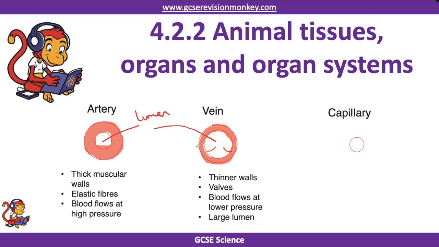So this is larger on the vein and smaller on the artery. The capillaries are really tiny. They have very, very thin walls, and they are just one cell thick. And this is where, for example, when you get to a muscle, having thin walls will help with gas exchange of oxygen into the muscle and carbon dioxide out. So capillaries are really tiny.